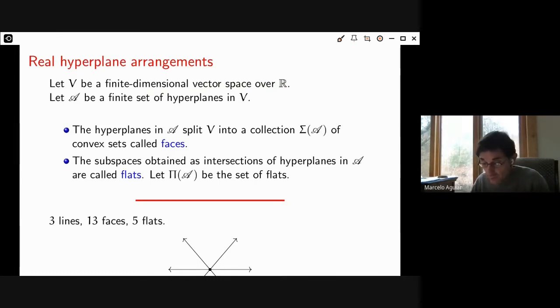This is an ambient vector space where we're going to be picking hyperplanes. So I'm going to pick a finite set of hyperplanes in V. Hyperplanes meaning codimension 1 vector subspaces. I'm not going to be taking affine hyperplanes. They're always going to be linear hyperplanes going through the origin, codimension 1 subspaces. And I pick any finite set of those. That's called a hyperplane arrangement. And I want to do constructions starting from that data.